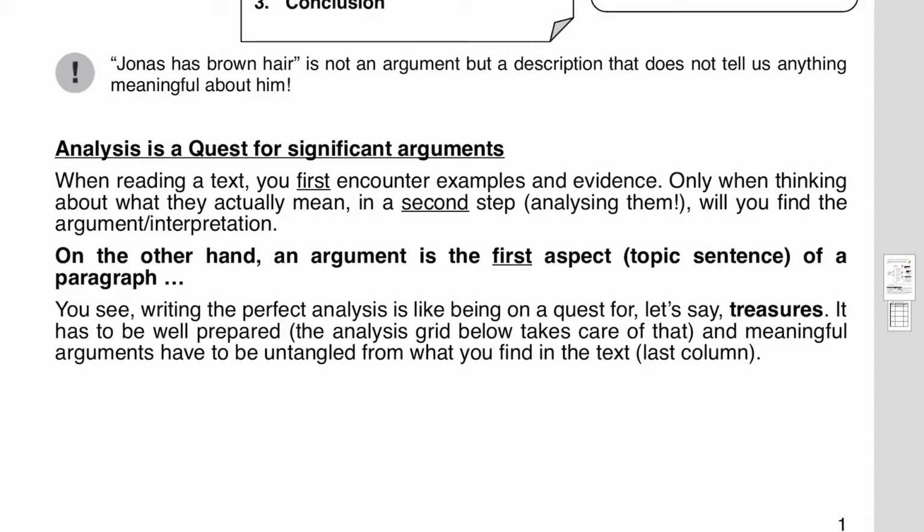But if you maybe see it as a quest for significant arguments, maybe that helps. It's like a treasure hunt. So when reading a text, you usually first encounter examples and evidence. When you read a text, usually you find good quotations where you think, this tells me something good about Jonas, I would like to use this sentence later on. Or you find explanations about what Jonas as a character is actually like.